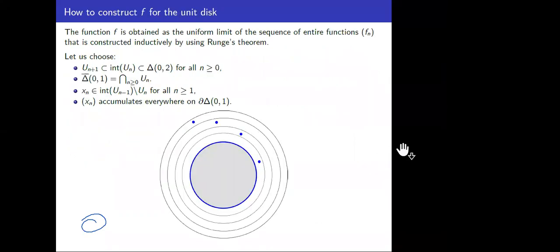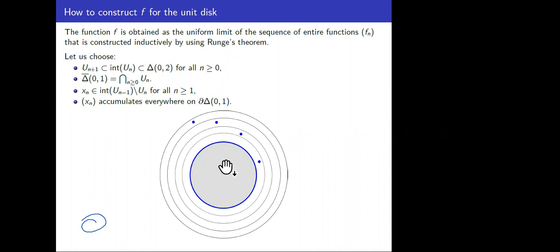Okay, so how do we obtain such a function? It's the main question. It doesn't fall out of the sky, unfortunately. The function is obtained as a uniform limit of a sequence of entire functions, which we construct inductively using the previously discussed Runge's theorem, or a slightly stronger version of Runge's theorem. I'll try to demonstrate this in the case of a unit disk, the simplest possible case, but the idea is exactly the same for a more complicated picture.